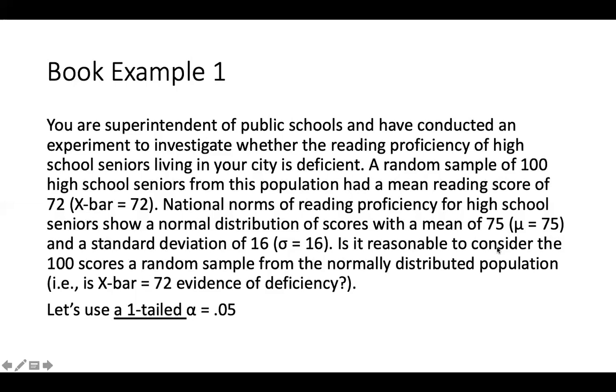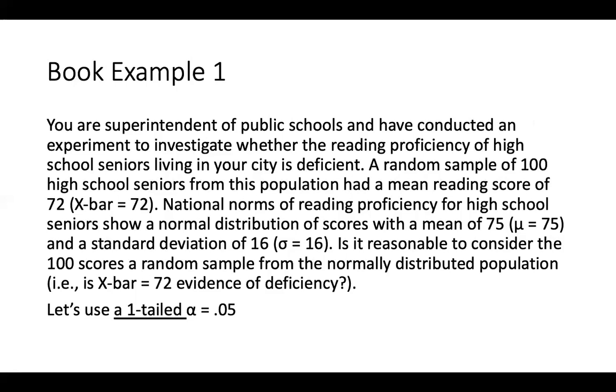In this situation, what we're going to do is use the normal deviate test, or the z-test, to answer the question: is it reasonable to consider the 100 scores a random sample from a normally distributed population? So what does this mean? We're basically saying the national norms, the mu of 75, stands in for our null hypothesis.